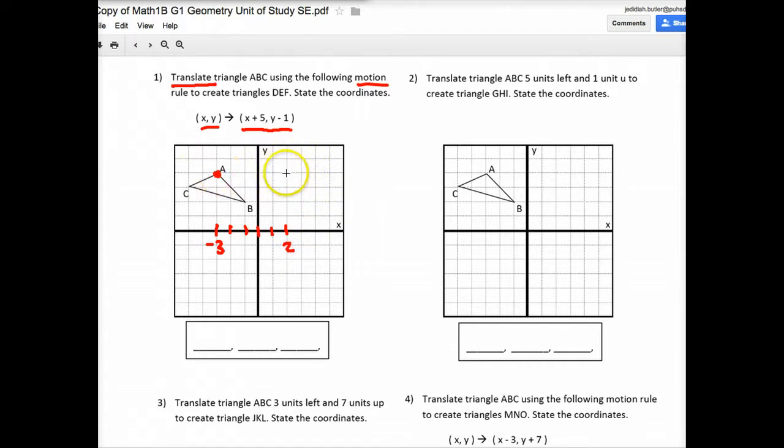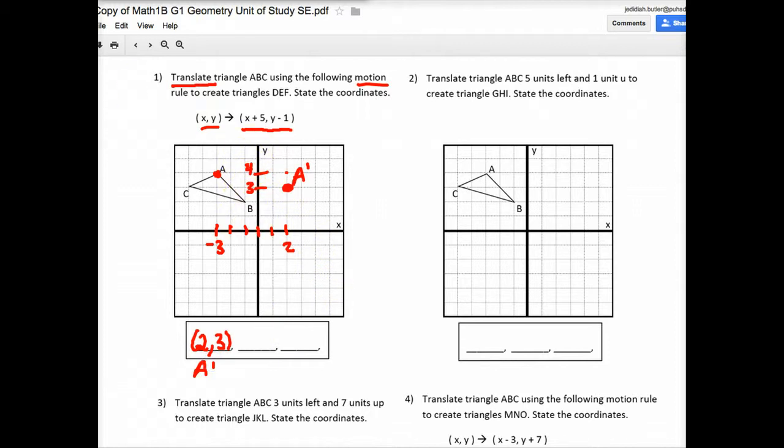So A is going to first add 3, but then Y is going to subtract 1. It's going to go from 4 down to 3. So it's going to wind up being right there. So there's my new A prime. And then it wants me to know, what are the coordinates there? This is at 2, 3. So that's 2, 3. There's my A, or A prime, I should say.